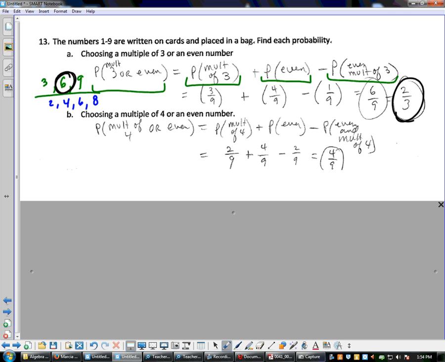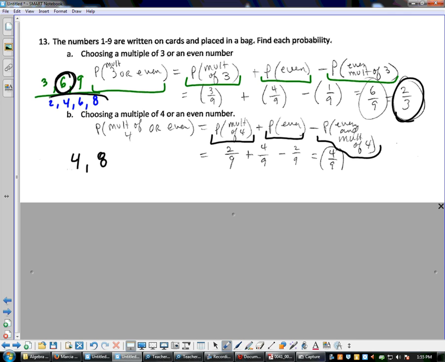All right, now what's the probability of choosing a multiple of 4 or an even number? Well, the probability of choosing a multiple of 4 or an even number is going to be the probability that you draw a multiple of 4 plus the probability that you draw an even minus the probability of drawing an even multiple of 4. Well, the probability of drawing a multiple of 4 is just picking a 4 or an 8. There's only 2 possibilities out of 9 possibilities. So that's 2/9. What's the probability of drawing an even? We talked about that. There's 4 ways to draw an even out of 9 ways to pick a card. So that's going to be 4/9.